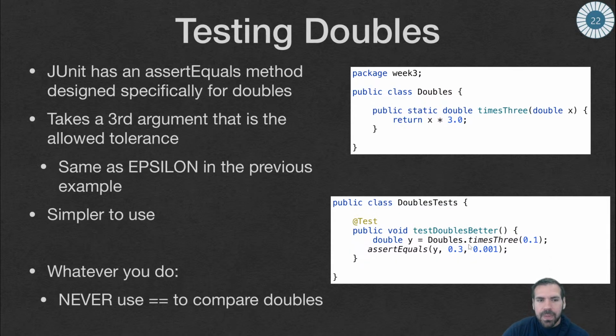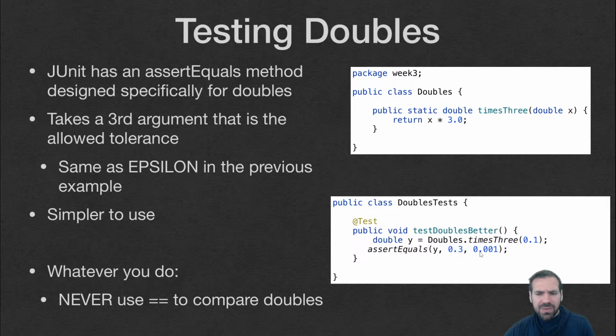Don't forget that. Or you can use assert equals. Assert equals to the rescue again. Assert equals for doubles can take a third argument, which is going to be your epsilon from the previous slide. This is your allowable tolerance. It's saying check if these two doubles are within 0.001 of each other, using the exact same logic we just saw on the previous slide. So in your test cases, you can use assert equals for doubles and then give it your tolerance.